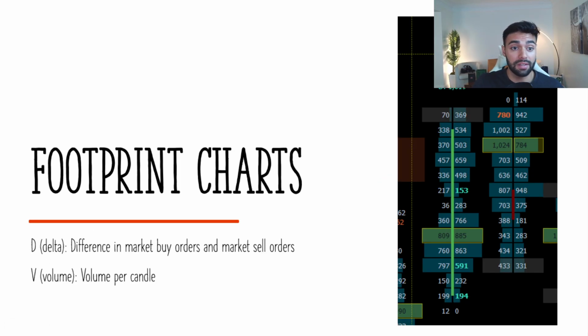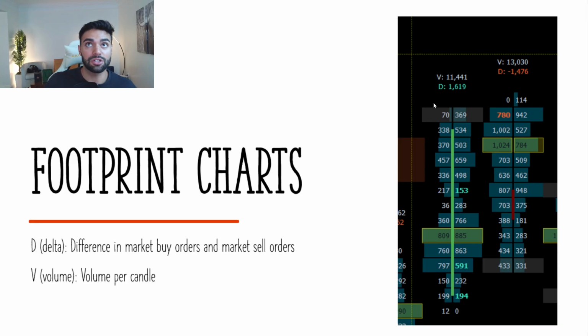It also plots for you the exact delta, which is the difference in market buy orders and market sell orders. So it'll show you overall during that candlestick, were there more buyers? Were there more sellers? Was it neutral? Who's in control? What happened? And it gives you an easy read, with the delta calculating it for you.